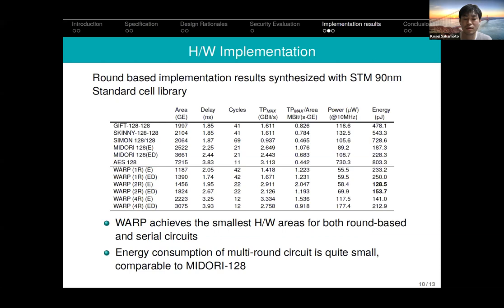So this is round-based implementation results. Similar to serial implementations, WAAP require a smaller area than other ciphers. Moreover, WAAP achieve a notably low energy consumption.